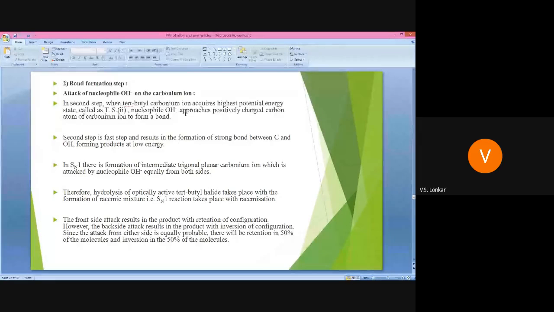Because there's a tertiary carbocation, it needs electrons for stability, and the nucleophile OH minus approaches that carbocation to form a bond. The second step is a fast step and results in the formation of a strong bond between carbon and OH minus, forming products at low energy.